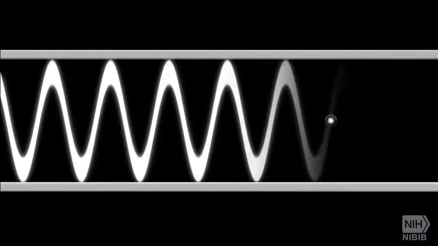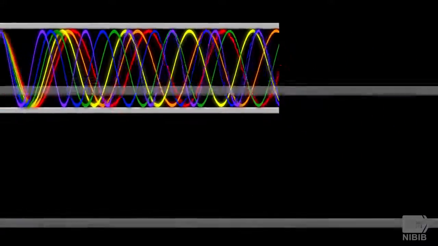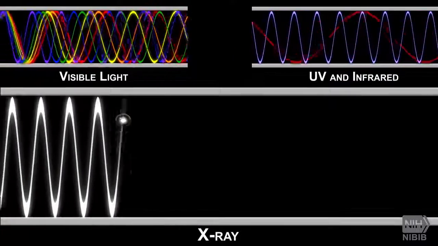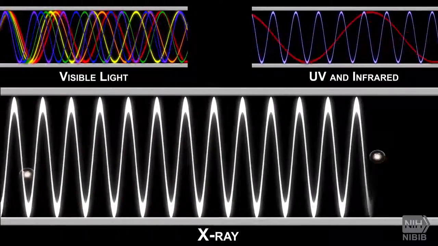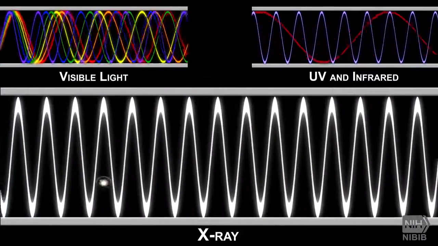At some wavelengths, it appears as visible light. At others, it takes the form of radiation we cannot see, such as ultraviolet, infrared, and X-rays. X-rays have very short wavelengths that, unlike visible light, are able to pass right through most tissues in the human body.